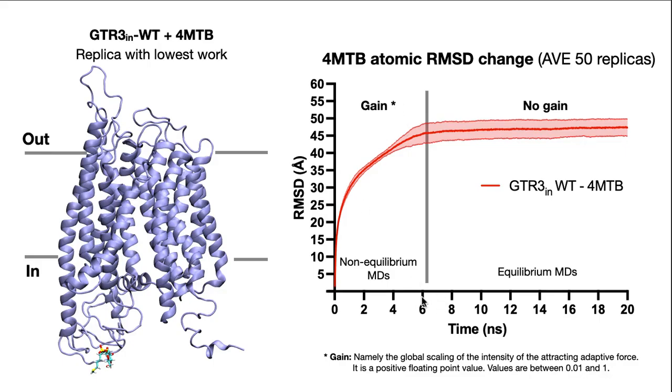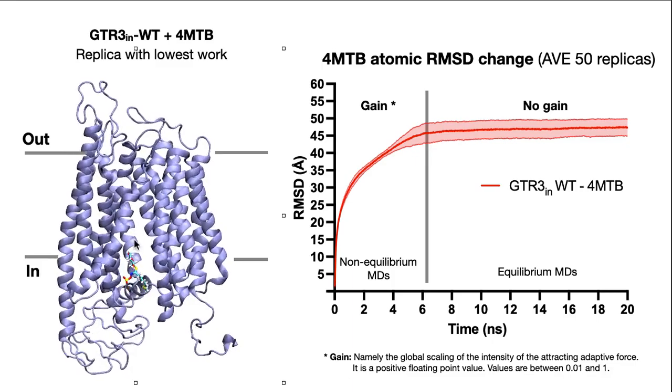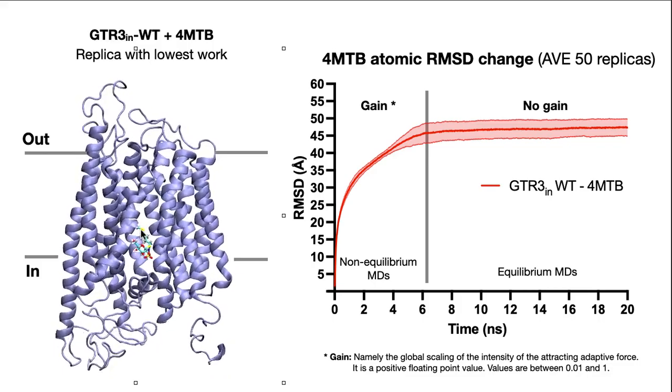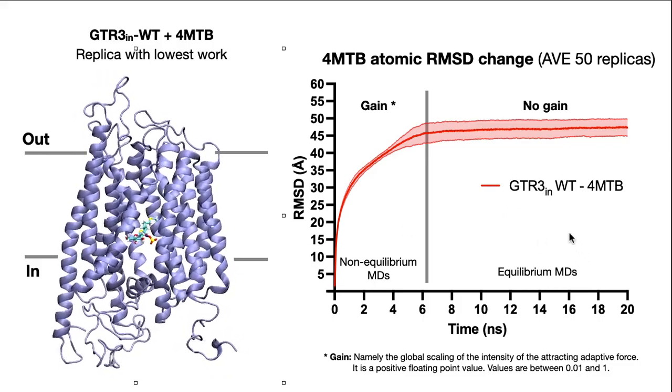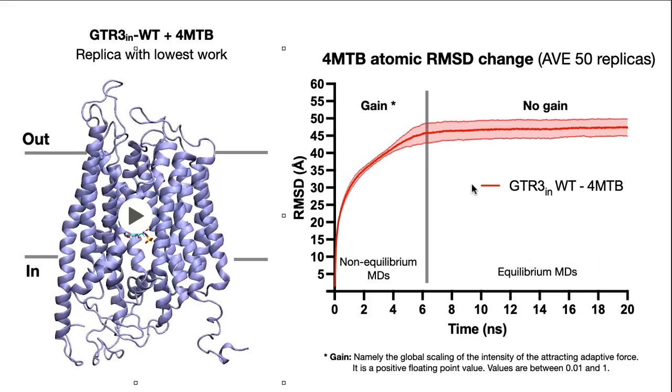The first around 6 nanoseconds is with this force, so that part of the MD is a non-equilibrium molecular dynamic simulation, and then we release the force as the substrate remains within the binding site and is somehow moving around, but is accommodating there, and that's what we call an equilibrium molecular dynamic simulation. And we can see that after around 6 nanoseconds, the RMSD of the 50 replicas, this is the average between all of the replicas for the system, is more or less the same.